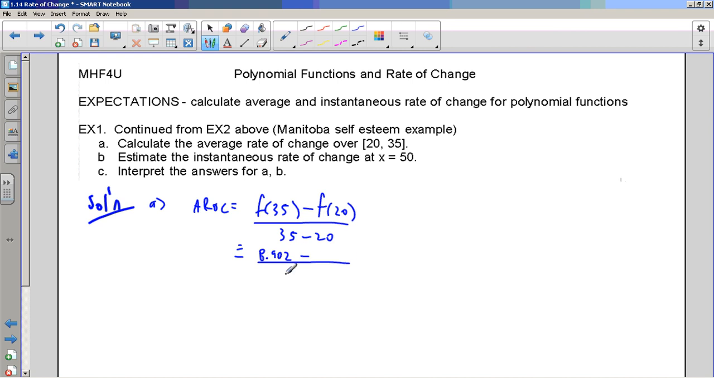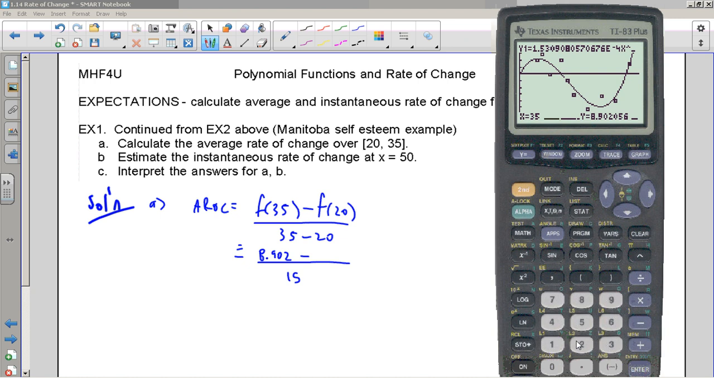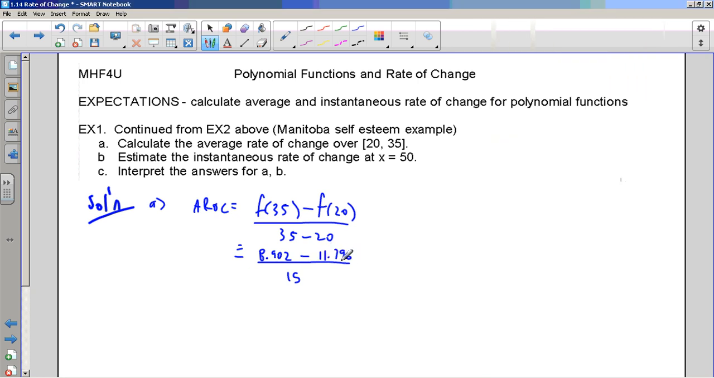Subtract f of 20. On the bottom, that's just 15, right? And so I'm going to put in 20, and it should jump me right to 20, which is 11.80 about 796. And then I do that calculation, and I get an answer of about negative 0.1929. And what are the units here?